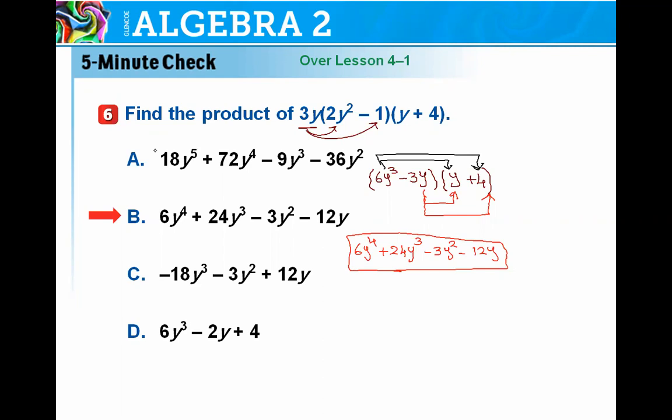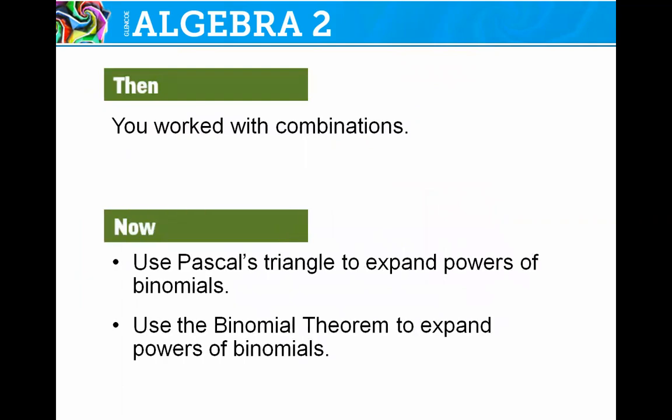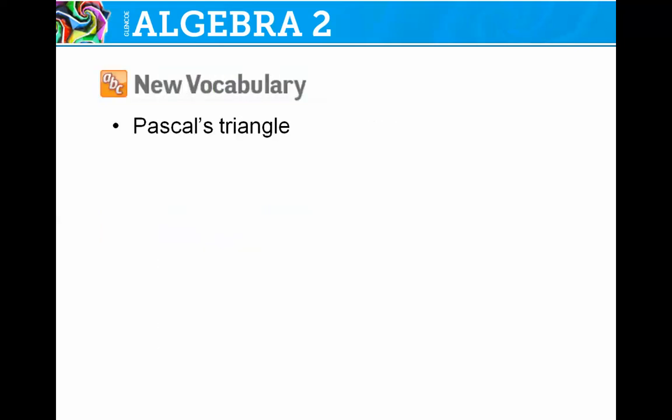As you see, this is a summary of the last lesson, lesson 4.1, the first lesson in chapter 4. Let's go now to our new lesson. Our new lesson is about the binomial theorem, and we will work together. We have two aims in this lesson: use Pascal's triangle to expand the powers, and use the binomial theorem to expand the powers. We will start with the new vocab with Salman.